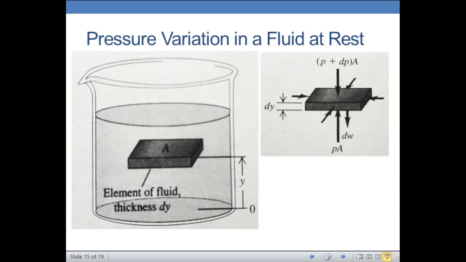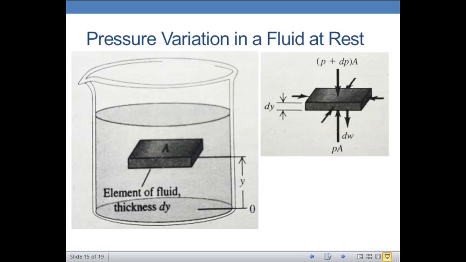It is important for us to understand the pressure variation in a fluid if the fluid is at rest. Just like what we have here in the illustration, this particular dark portion that looks like a black is actually the element of fluid, or the portion where we are interested to look into. And we are looking at the amount of pressure that we have at this particular level.